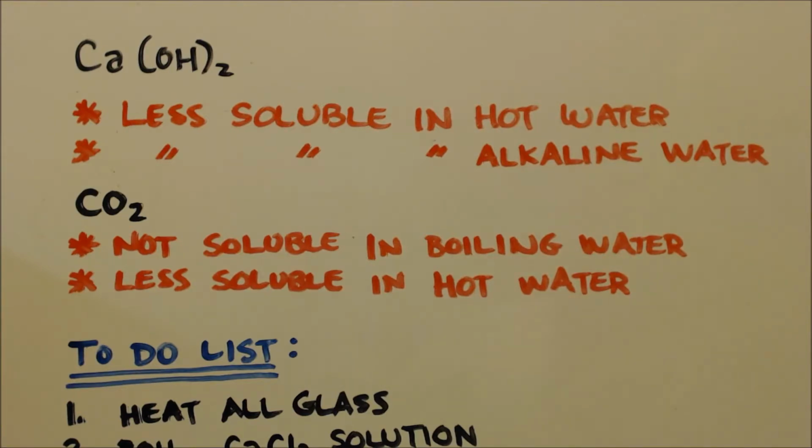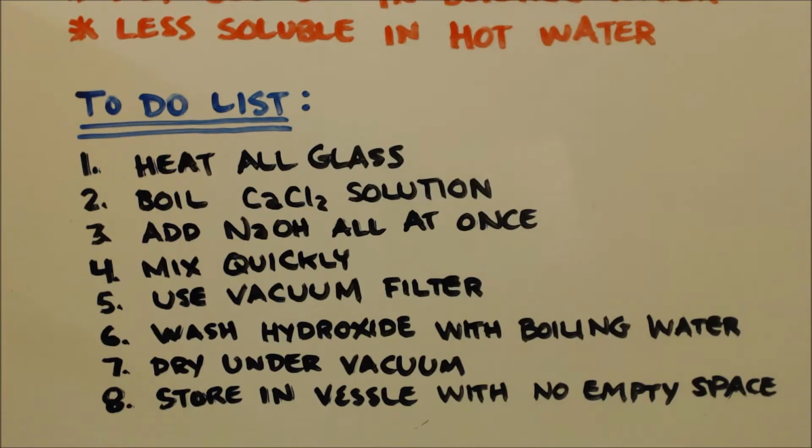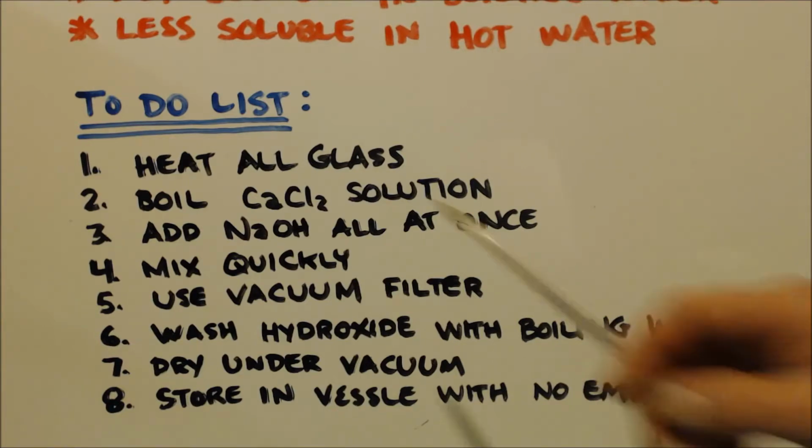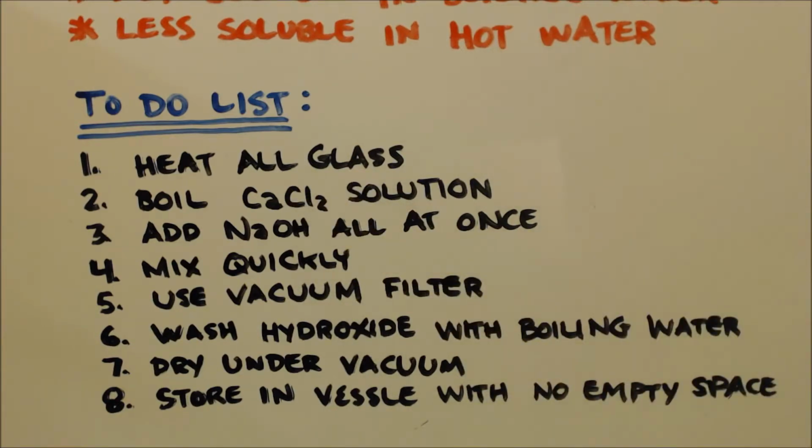So basically, when I made my calcium hydroxide, this is the thing I had to do. I'd heat all my glass, meaning the frit, funnel, anything that I had, I heated it up. Now remember, you have your calcium chloride solution and your sodium hydroxide solution. You're going to mix them together so that your calcium hydroxide precipitates out. Well, I boiled the calcium chloride solution, right? And I added the sodium hydroxide all at once, so that it pretty much was boiling.